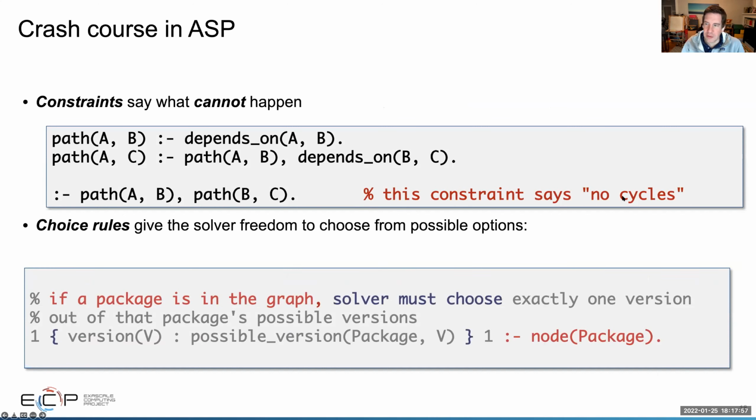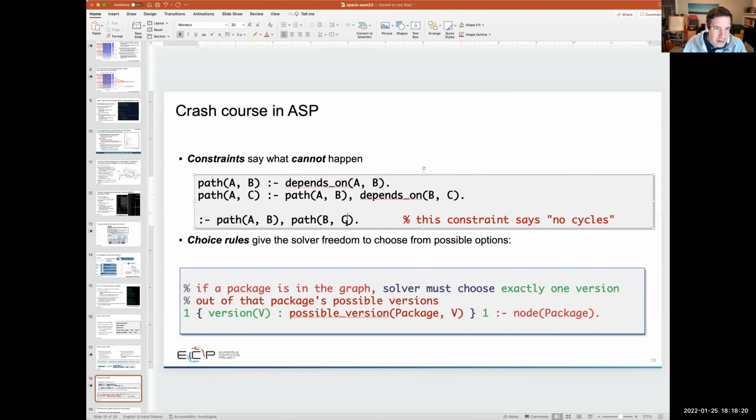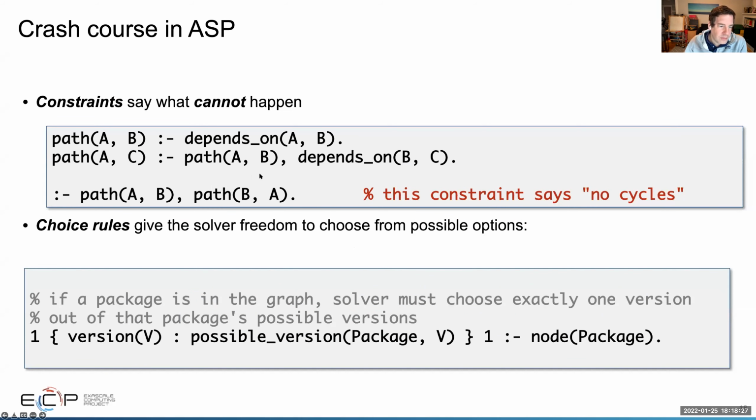So you can basically do cool things like disallow cycles in 3 lines. You can say there's a path from A to B if A depends on B. And if there's a path from A to B and B depends on C, there's a path from A to C. That basically defines the transitive closure of dependencies. And you can say that you can't have a graph where there's a path from A to B and from B to A. I'll edit this on the fly. There we go. This disallows cycles.